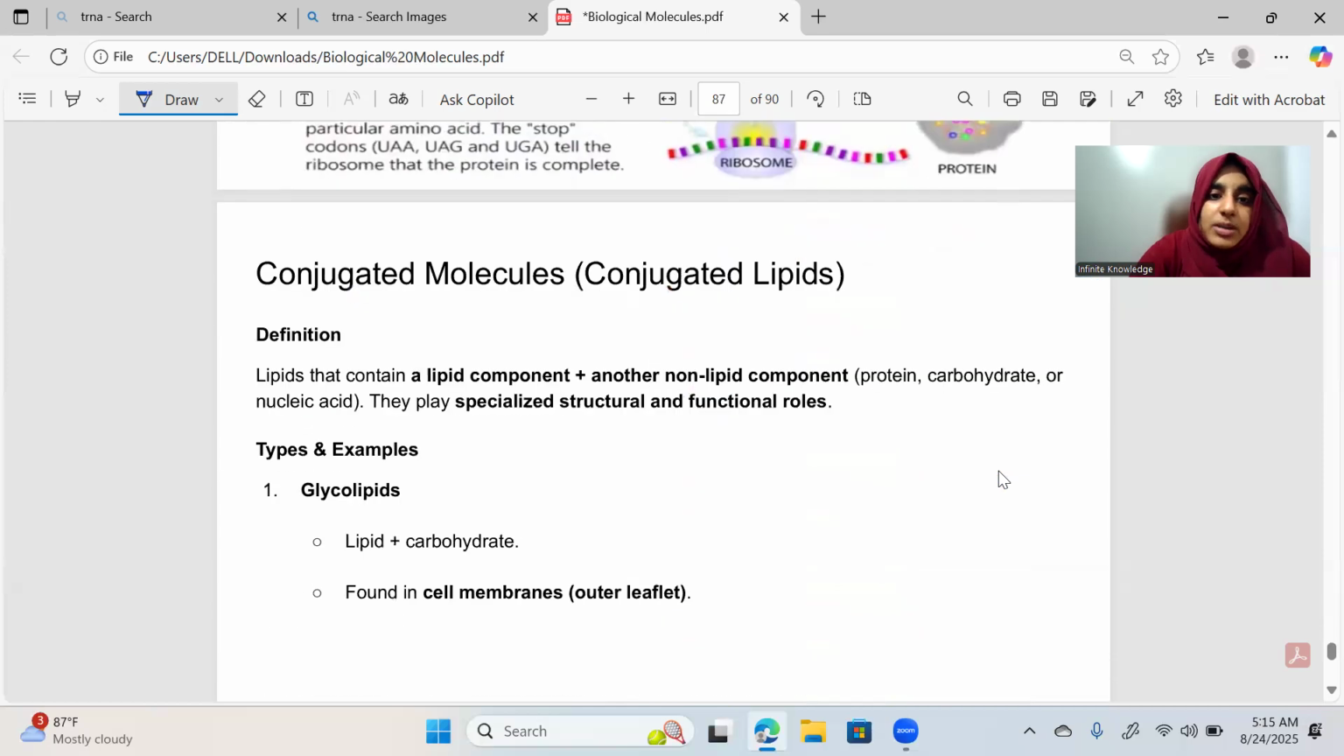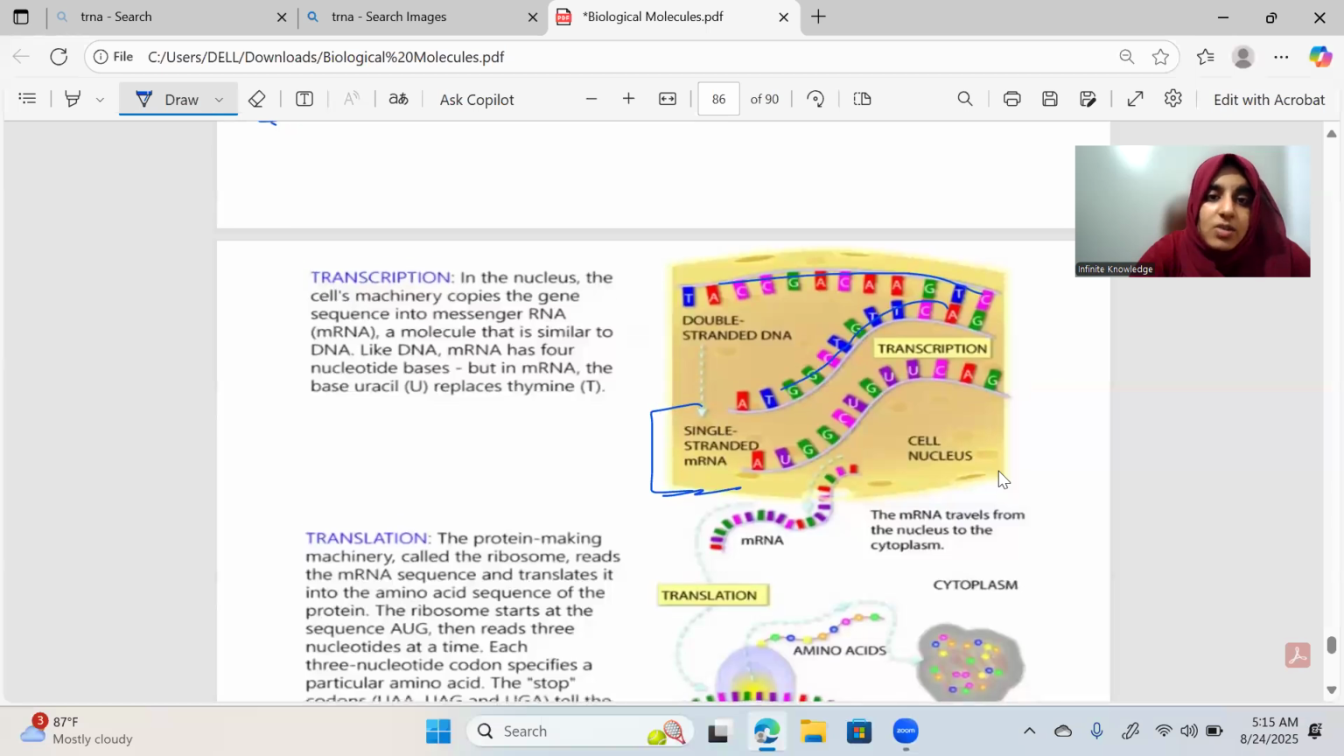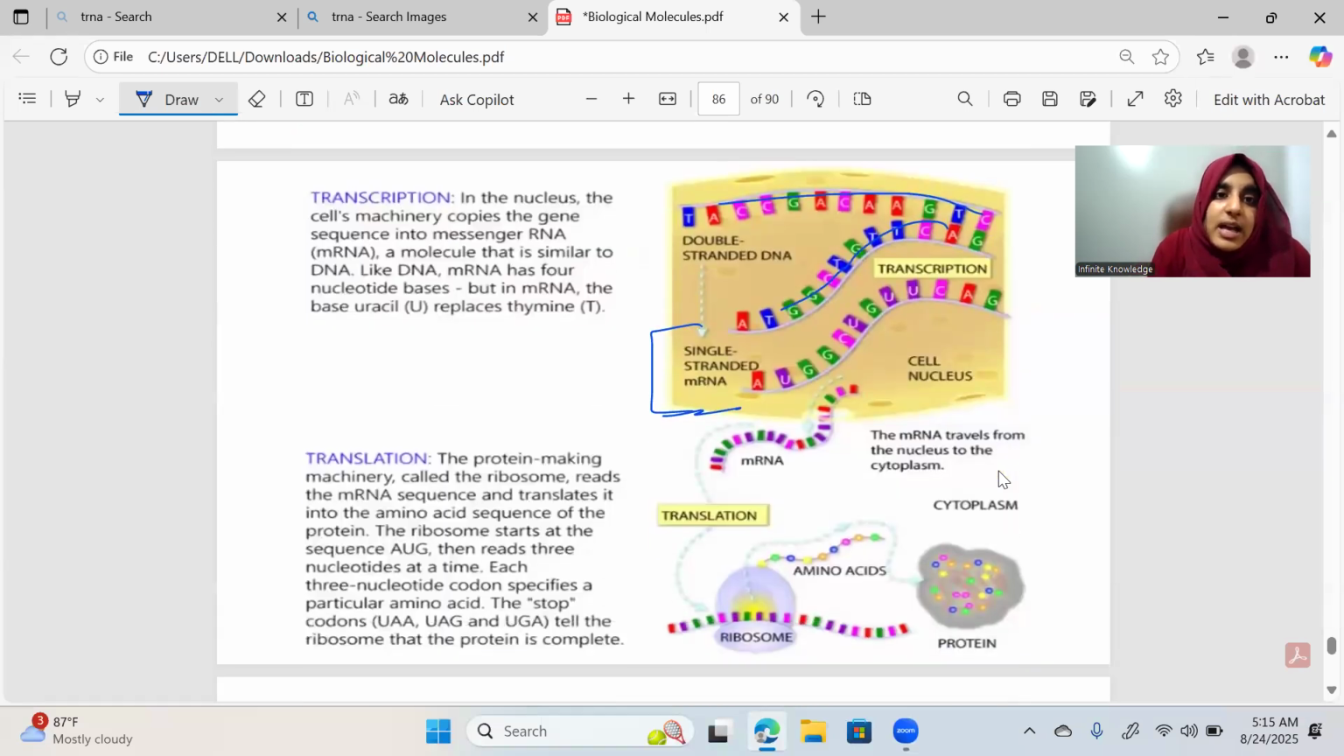So now we have the process of transcription and translation. After that, we have conjugated molecules. What happens in transcription is that in the nucleus, the cell's machinery copies the gene sequence into the messenger RNA. This double-stranded DNA breaks down into single-stranded RNA, and this RNA is known as the messenger RNA. Messenger RNA contains the blueprint that is used for protein synthesis later, okay? It is a molecule that is similar to DNA.